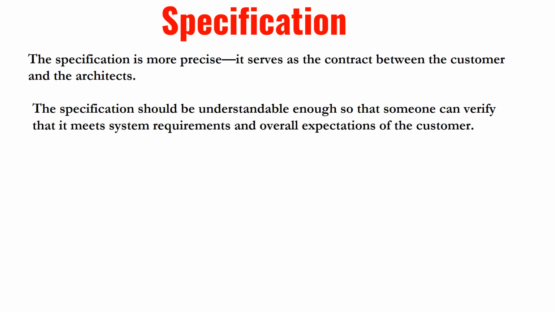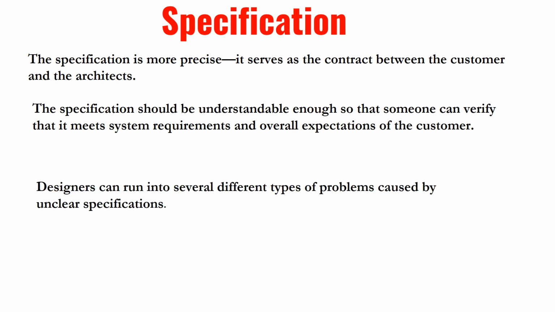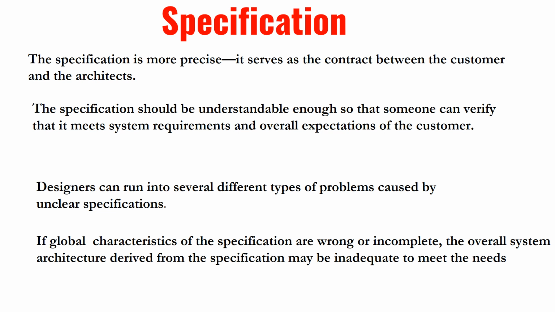Your specification should be very clear so that the entire team can verify it. Based on the specification, technical information only, they are going to design your system. The designer can run into several different types of problems caused by an unclear specification. If you are missing any specification or mention a wrong one, the entire architecture derived from the specification, or the product developed for the design, may be the wrong one. So we must be very careful about the specification.